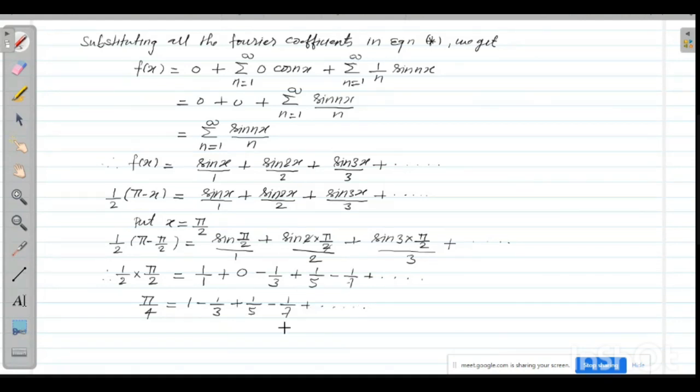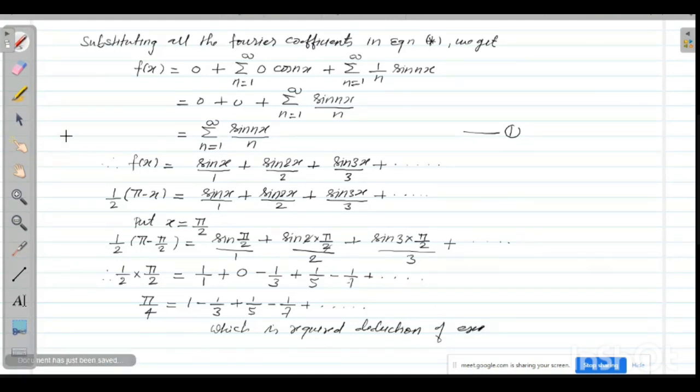Okay, which is the required deduction of expression 1. I hope you understood this problem, how to solve. Yes or no, students?